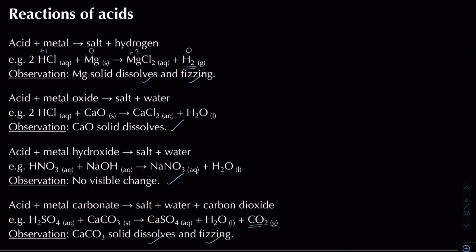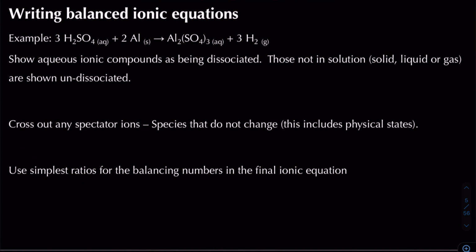Now these four reactions, you need to know them inside out, and based on that, we're going to write some ionic equations for these reactions as well. Let's say I were to look at the following example over here, we've got sulfuric acid reacting with aluminium to form aluminium sulfate and hydrogen gas. We need to be able to write a balanced ionic equation for this.